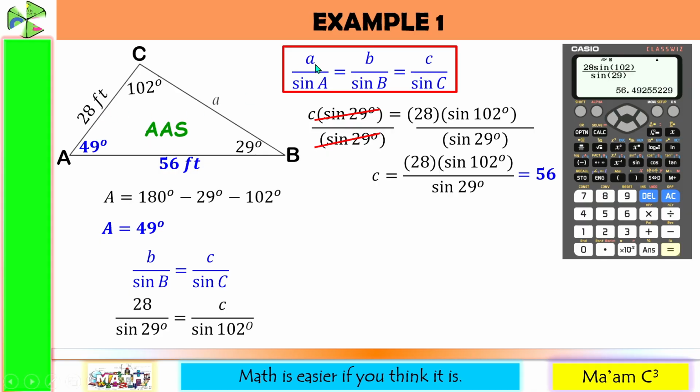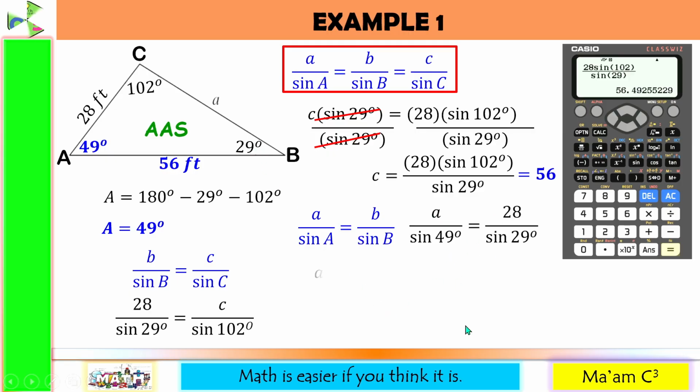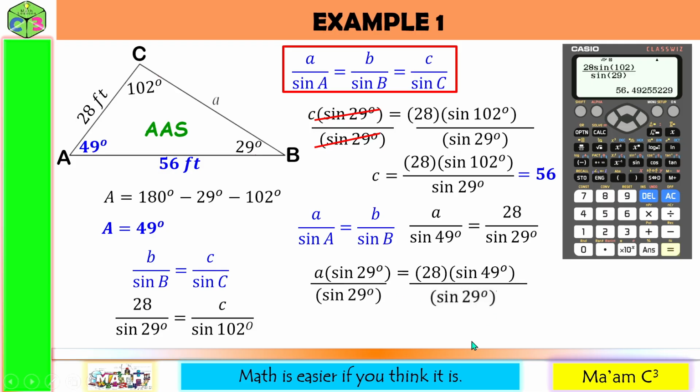So again, I'm using A over sine A equals B over sine B. A is the missing side. Sine A is 49 degrees. B is 28, and angle B is 29 degrees. Cross multiplication. I'm after side A. I'm going to divide everything by sine 29.